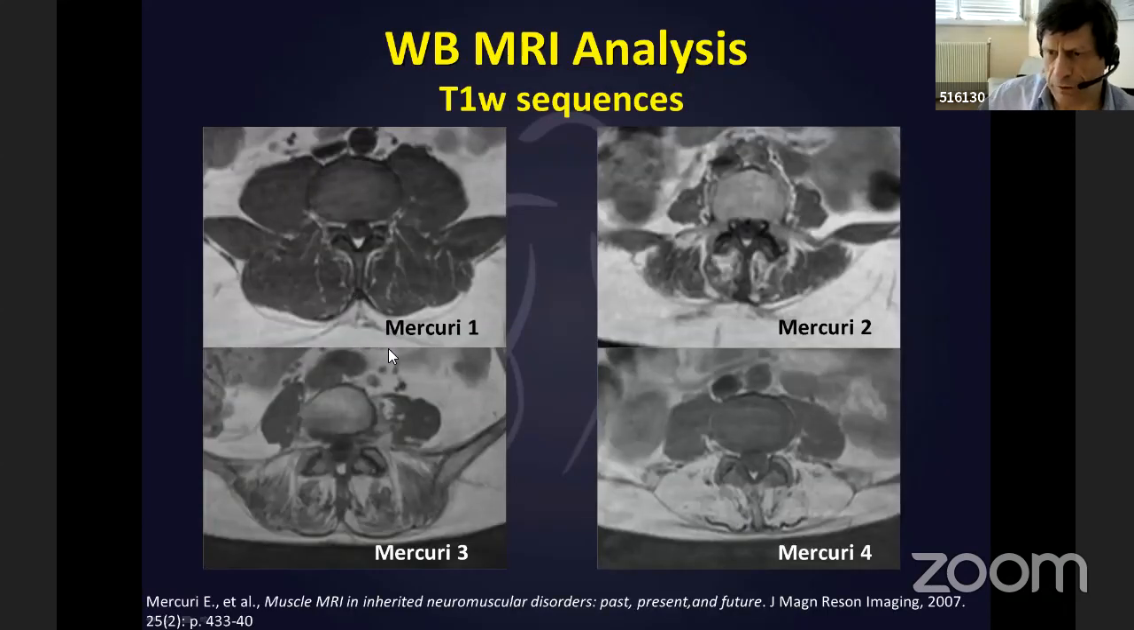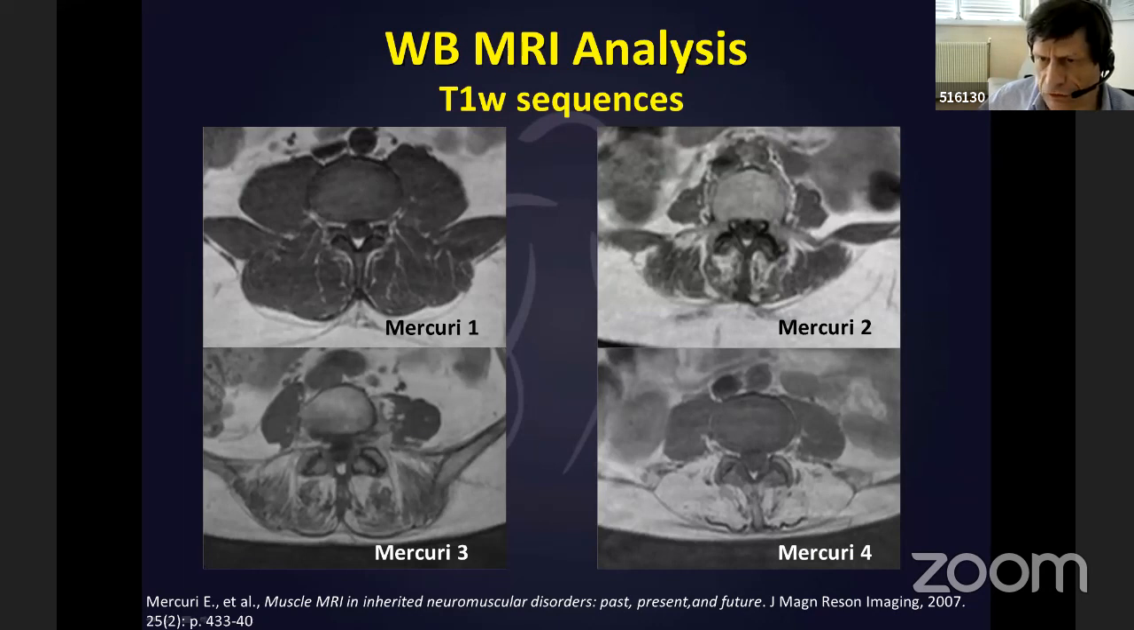An example of the Mercury classification for muscle of the back. Here you have a normal aspect of muscle without fatty replacement into muscle. It's Mercury 1. Here you have subtle fatty infiltration into muscles, less than 30% of the muscle. It's Mercury 2. Here you have between 30 and 60% of fatty replacement into muscle. It's Mercury 3. And here you have more than 60% of fatty replacement into the muscle. It's Mercury 4.